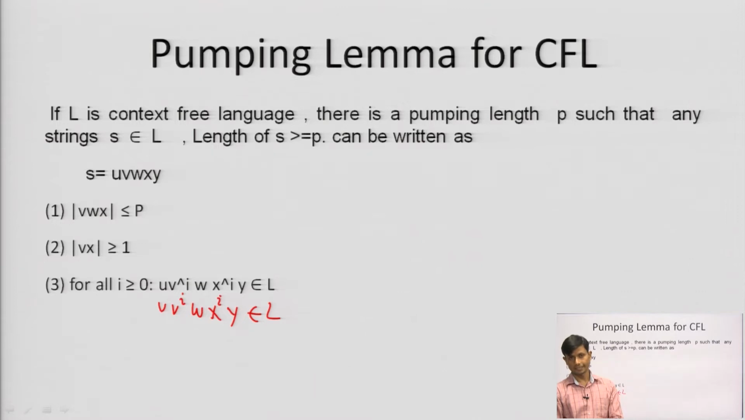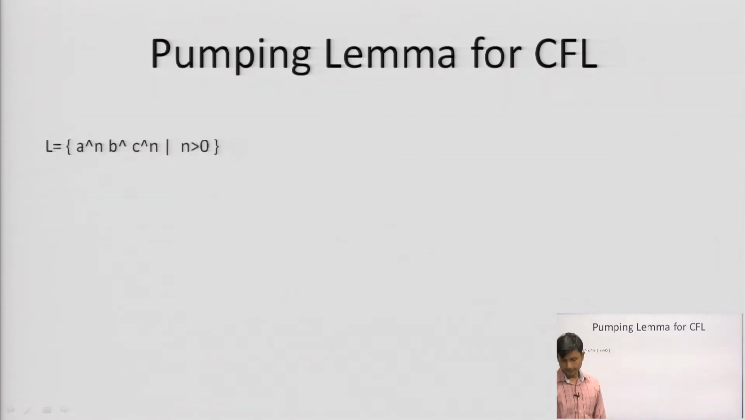If they are satisfied, the last and very important one is the third property: for all i greater than or equal to 0, if the string is accepted, then this can be a context free language; otherwise it is not a context free language. So, let us take an example and check it. I have taken the example a to the power n, b to the power n, c to the power n, n greater than 0.